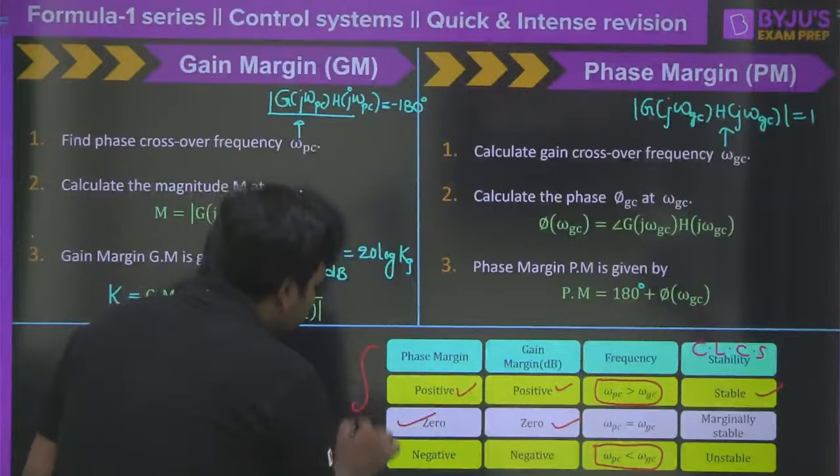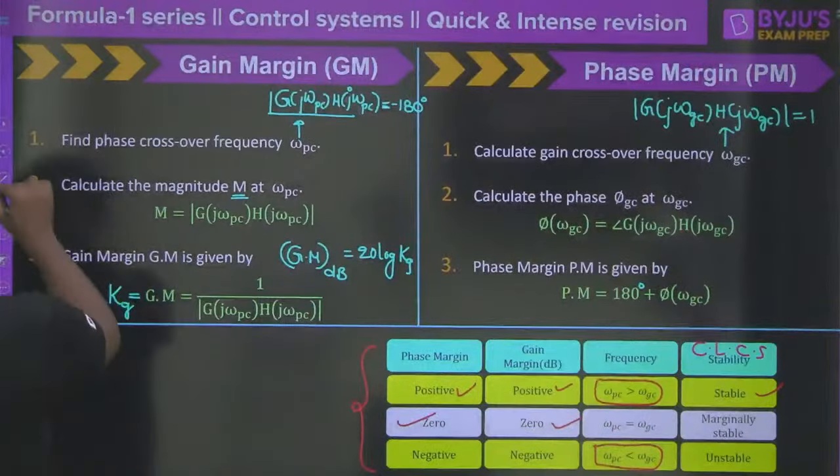Most of the times you will be able to solve these questions easily. Now I have a question.